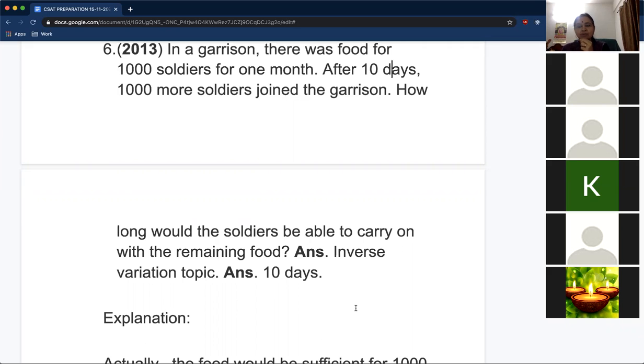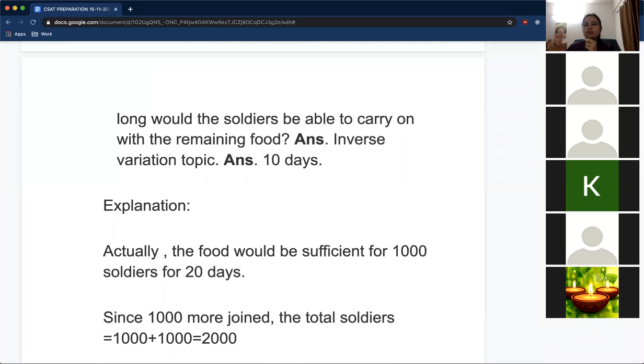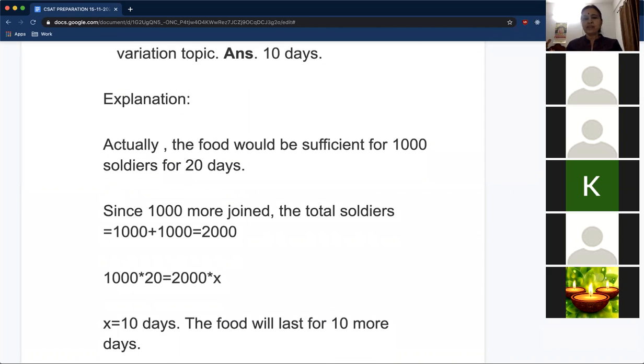If only 1,000 soldiers were there, that food was sufficient for 20 days, right? Now at this point in time, how many more people joined? 1,000 more joined, so the people eating food per day will be 2,000. So this is inverse variation. The product of the two should be constant. So 1,000 into 20 will be equal to 2,000 into some x. Can you tell me what x is? Very clear, 10 days.